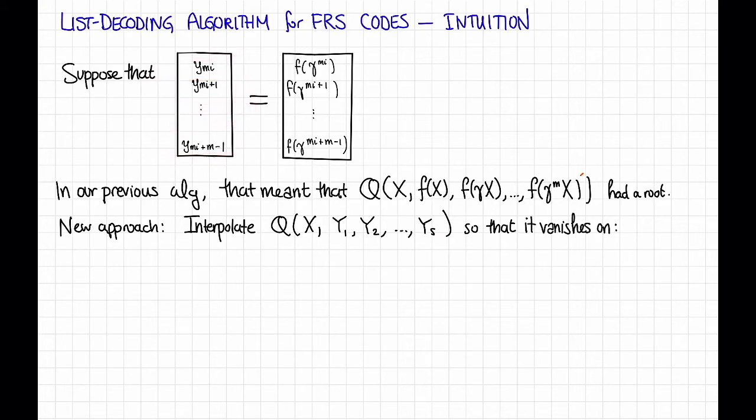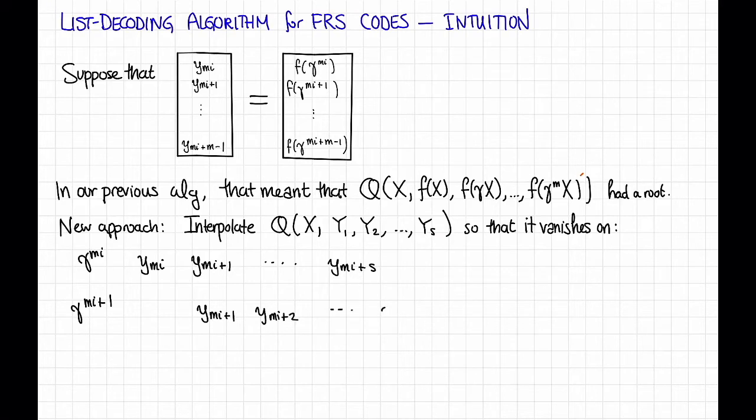That is, we're first going to ask that it vanish on the point gamma to the mi, y sub mi plus 1, all the way up to y sub mi plus s. So that's sort of this first window here. But then we're also going to ask that it vanish on the point where x is equal to gamma to the mi plus 1, and the y's take on the values y sub mi plus 1, y sub mi plus 2, up to y sub mi plus s plus 1.